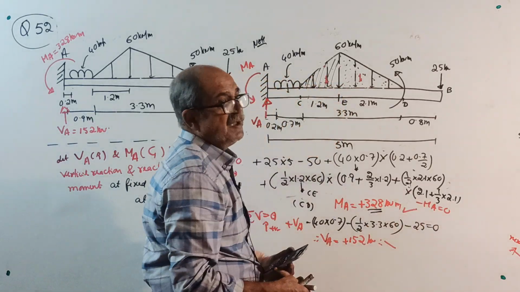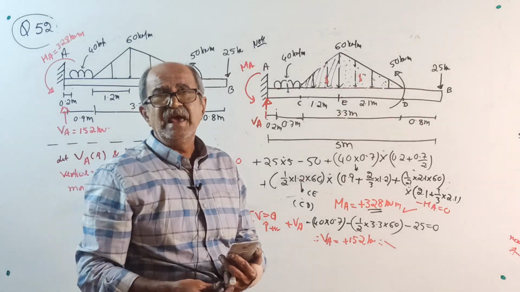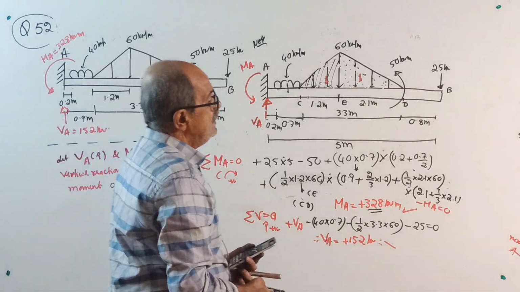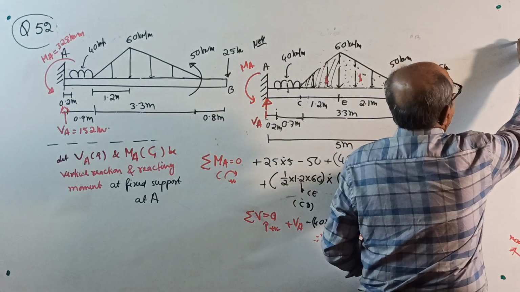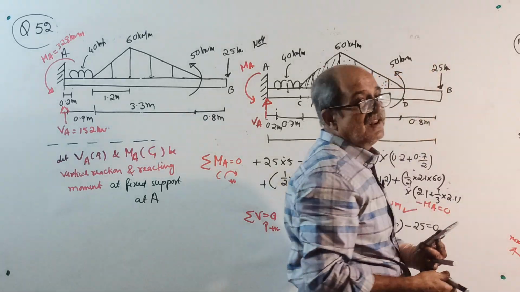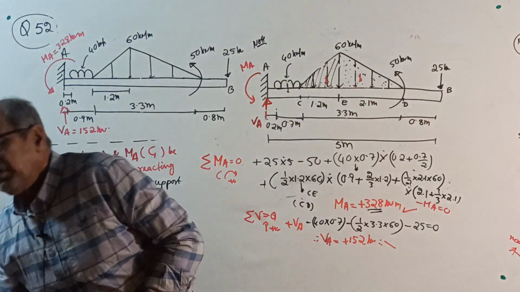Guaranteed the same MA will come. If not coming, it means calculation mistake. Check the calculation. Over. Enter the reaction. Next, that's all. Enough for this class. I'll continue in the next class. Okay, thank you.